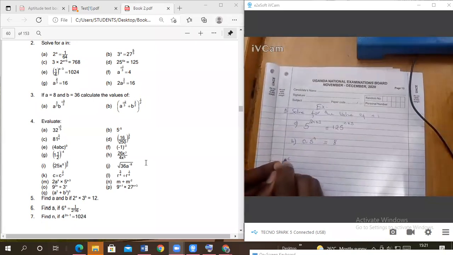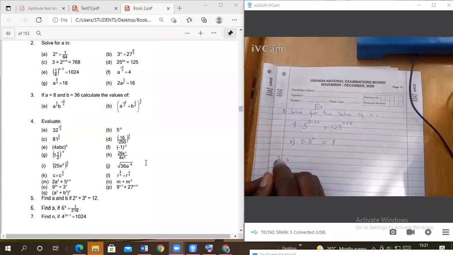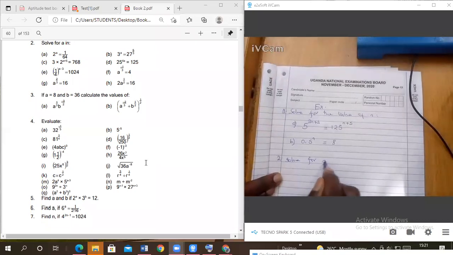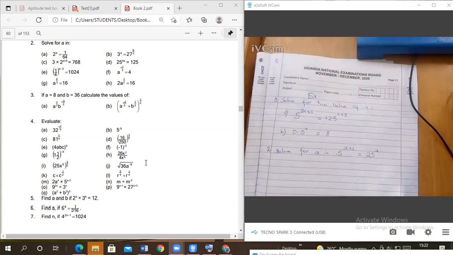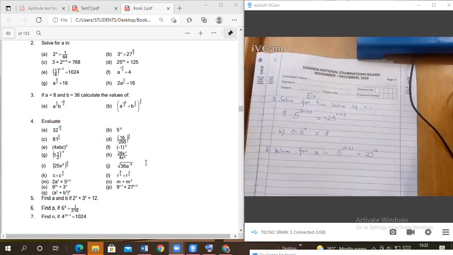Then number 2. I have 5 to the power x plus 3 equals 25 to the power x. Okay? Have you seen those two questions? Yes. Do them and submit them before sunset. I want them to be submitted before sunset.